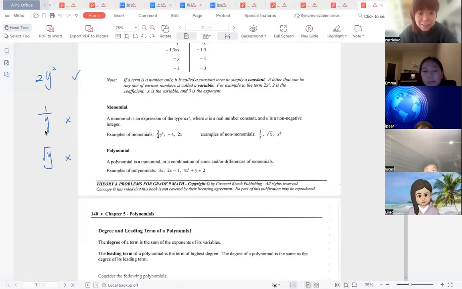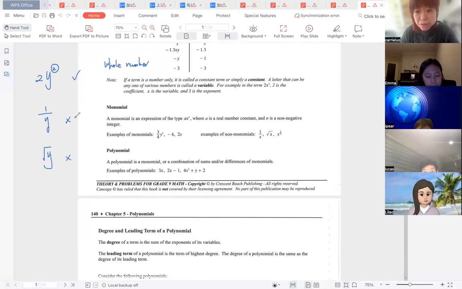Okay, so let's take a look at this one. Why this one is a monomial and these two are not. When we're doing monomials or polynomials, any polynomial, the power part must be what? Must be a whole number.